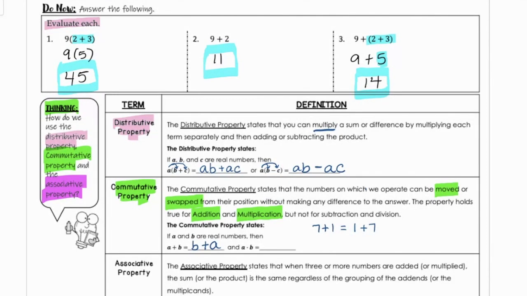The same thing occurs with multiplication. If I have A times B, and I swap those variables, I get B times A, and it's still exactly the same answer.